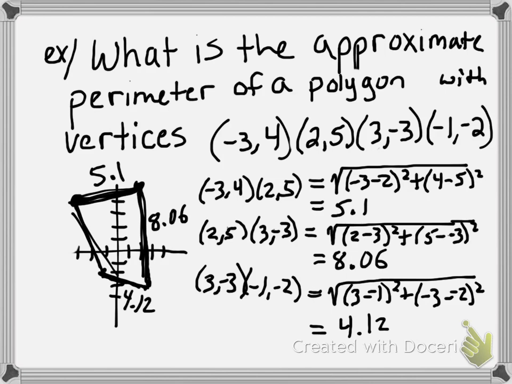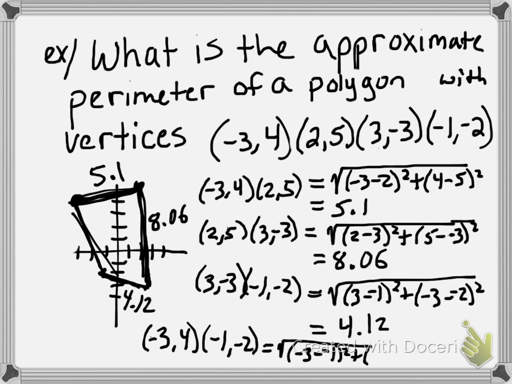And now I need to find this last side, which is going to go from (negative 3, 4) basically to (negative 1, negative 2). So again, I'm going to try to squeeze this in there. But we need to subtract our x's. So (negative 3 minus negative 1) squared. And that would be (4 minus negative 2) squared.